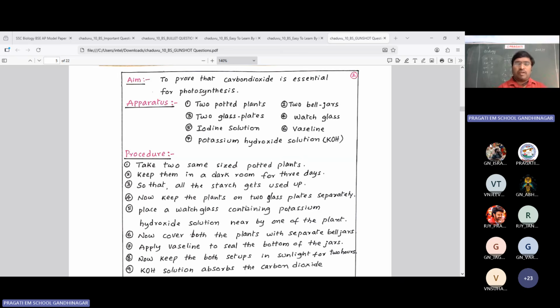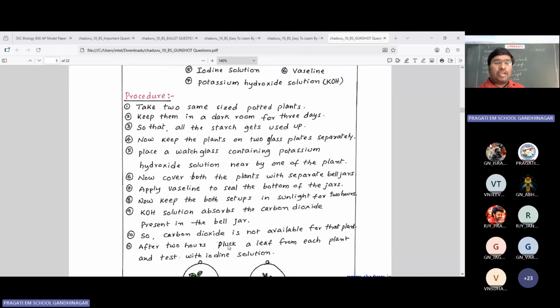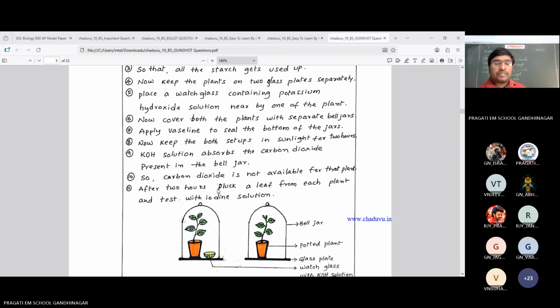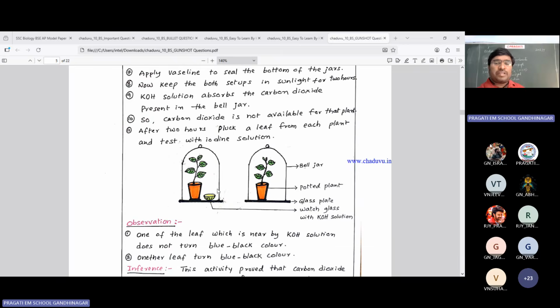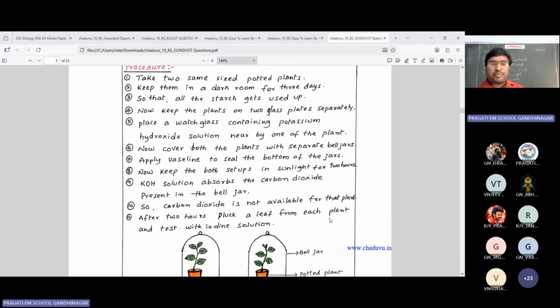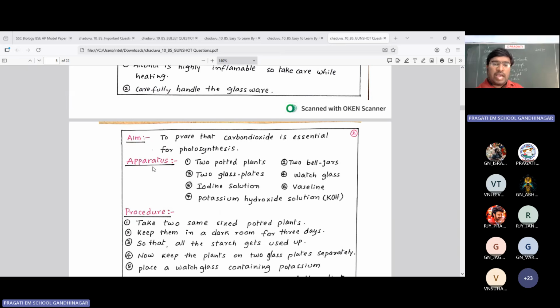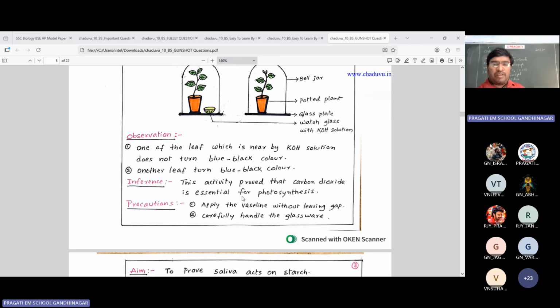After a clear explanation of these materials, try to write the procedure in a minimum of 8 to 10 points. Here I'm giving 11 points. See how I've represented the diagrams here: bell jar, potted plant, glass plate, and watch glass with KOH solution. So this is the way you should represent the diagrams during the exam. See, aim, apparatus, procedure, and diagram, and then the observation of this experiment.